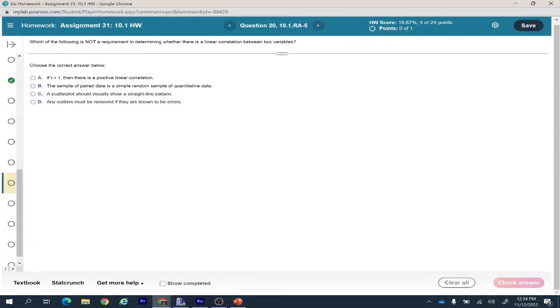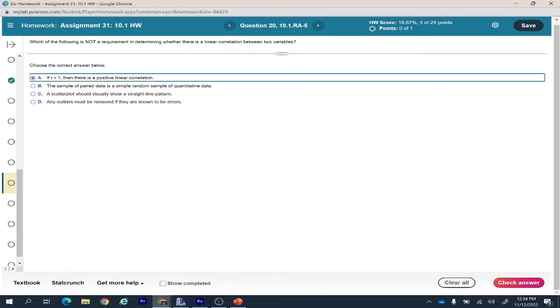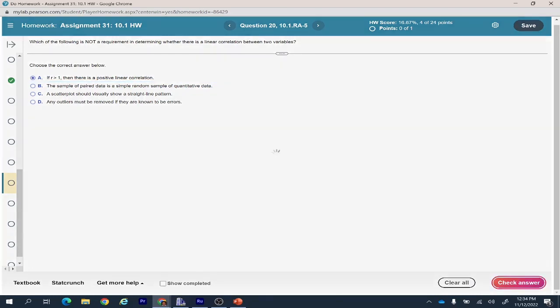Which of the following is not a requirement in determining whether there is a linear correlation between two variables? If r is greater than 1, this is not required, because r should be between -1 and +1. So just choose that one.